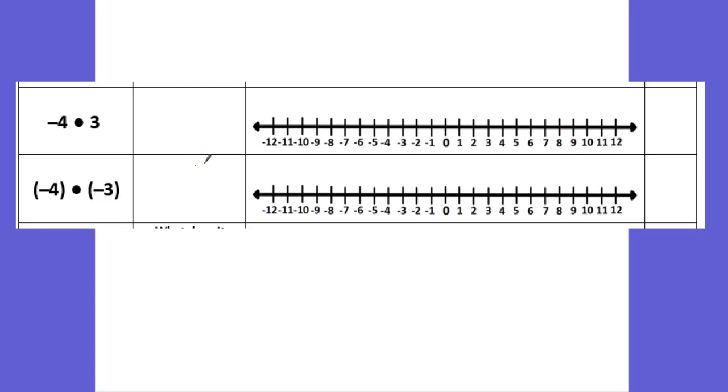Okay, let's keep hopping here, or jumping. Now we have negative 4 times 3. Now remember, this first number is the number of groups. And can we have negative groups? No, we cannot have negative groups. So just like with the integer chips, there are 2 different things you can do. The first thing is you could use the commutative property.